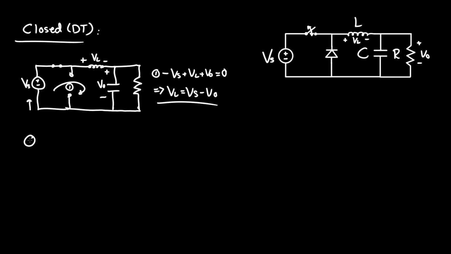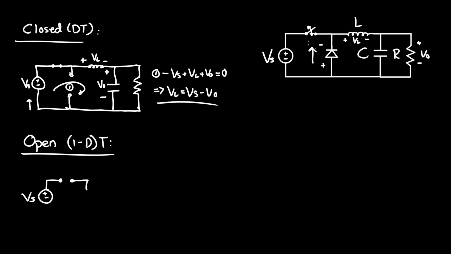Now for the other state, which we said was open, this is 1 minus D, the rest of the duty cycle, times T, which will again have the voltage source. But now we have an open here for the switch, and a short for the diode, since now if you have, let's say, positive up here and negative down here, it's going to short this way. So applying that to our circuit here, we can short that. And we keep our inductor, capacitor, and resistor, which again, we'll just call VL up here and VO.